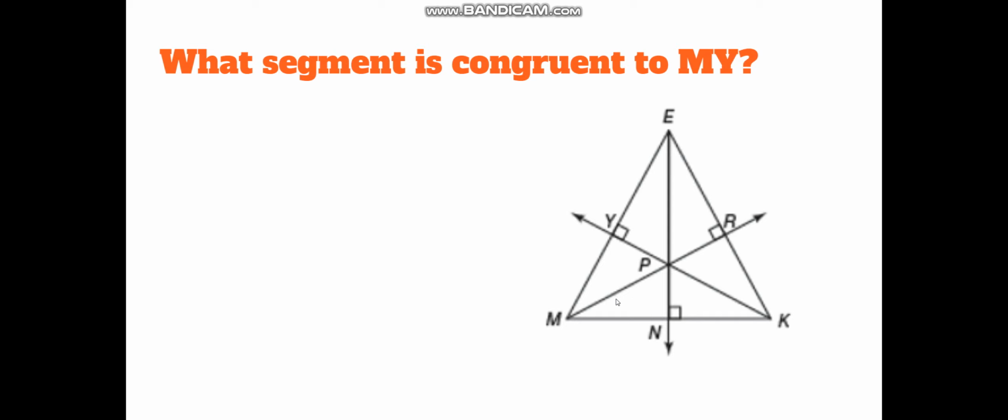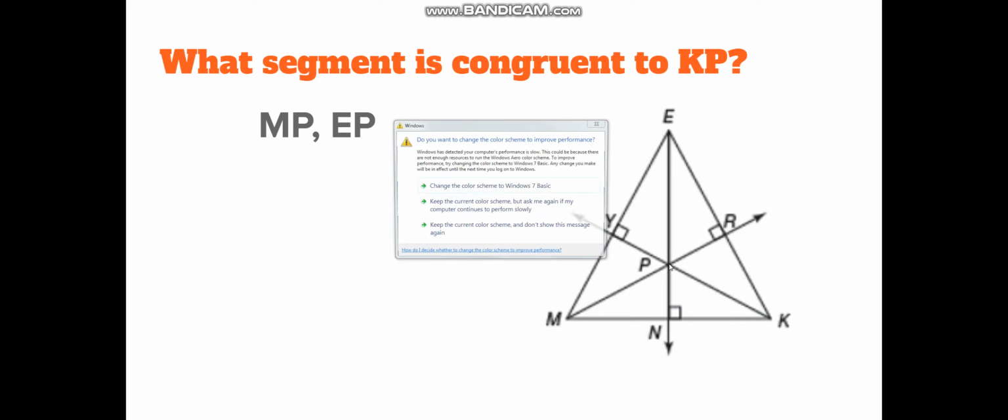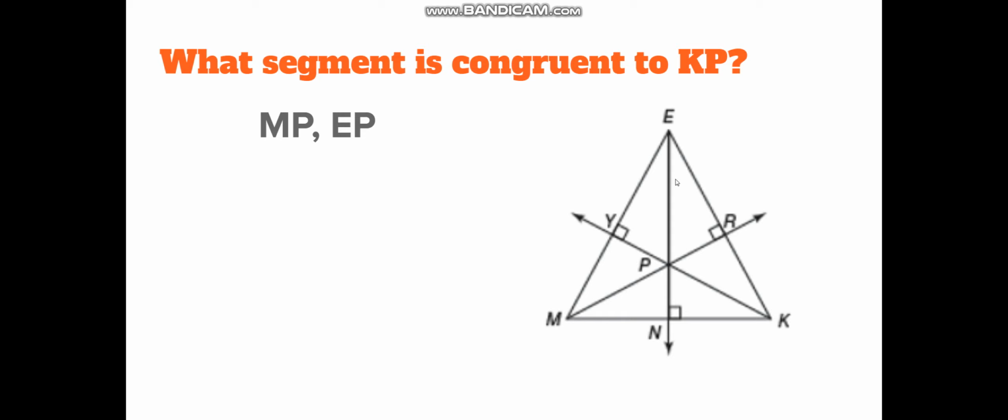We can also say that KP is going to be congruent to MP and EP. Because remember, this is our circumcenter, so if we're talking about this line segment, that's the distance from the circumcenter to the vertex. So all of those distances are going to be the same. All of those line segments are going to be congruent.